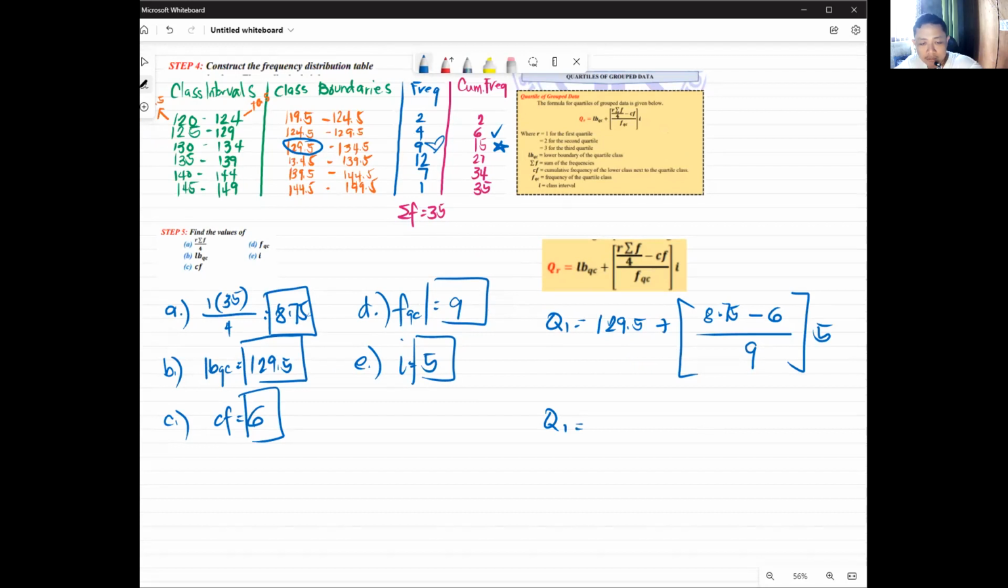We have here Q1 is equal to 129.5. Simplify pa natin para mas madali. Plus, bracket na lang para hindi tayo nalilito. 8.75 minus 6 is 2.75. Over 9 times 5. Okay, go. Press this in the calculator and type the answer in the chat box when you're done. Type it in the chat box, please. Very good. 2 already got the correct answer.